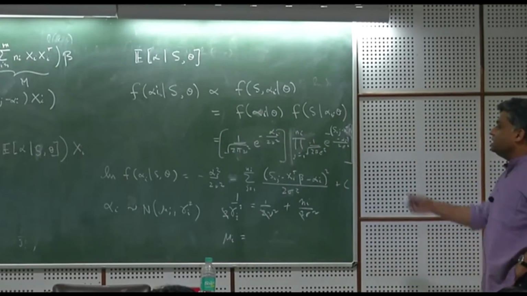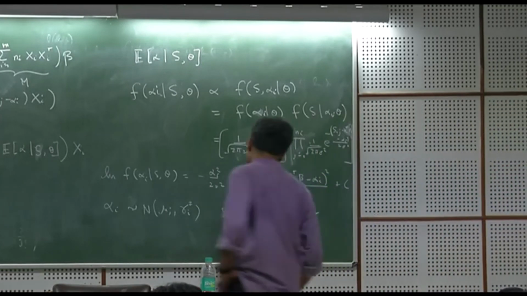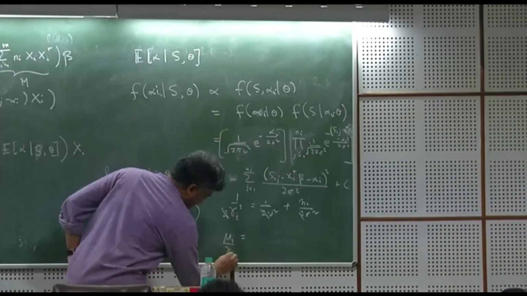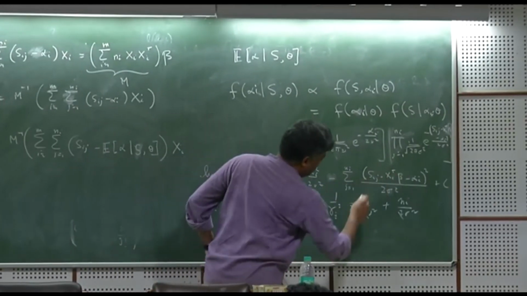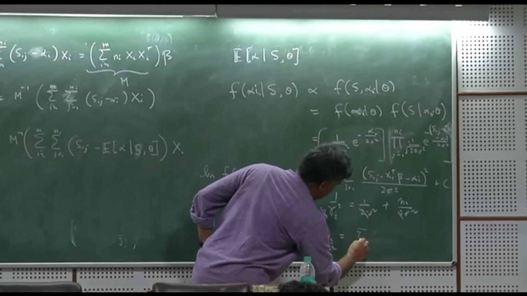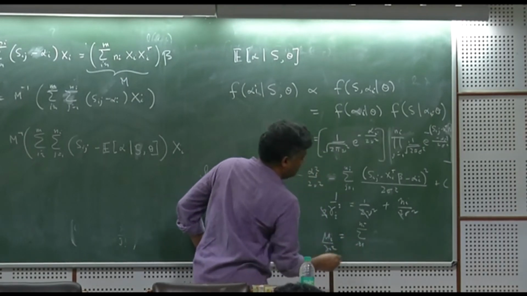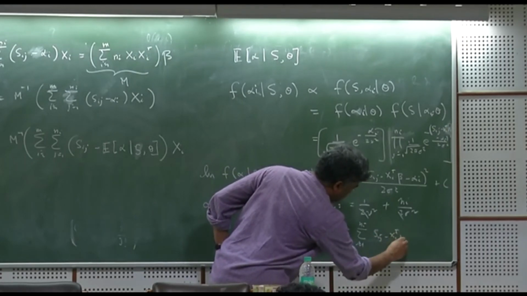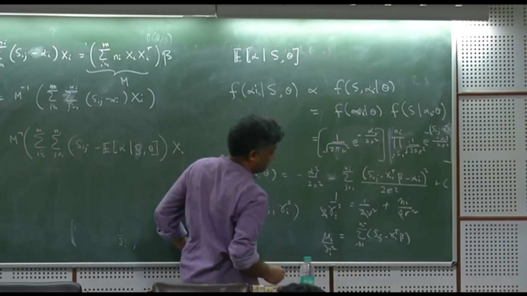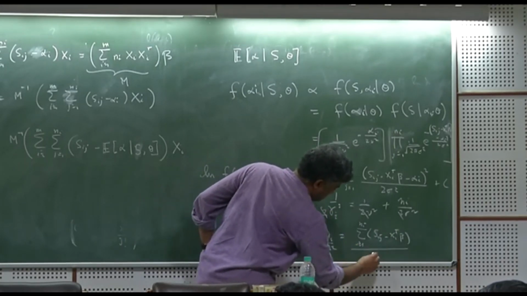I take the linear term over here. What will be the contribution of the linear term? So I know that mu over gamma I squared should equal the linear term from here, which would be the summation of j going from 1 through ni of Sij minus xi transpose beta, divided by sigma squared.